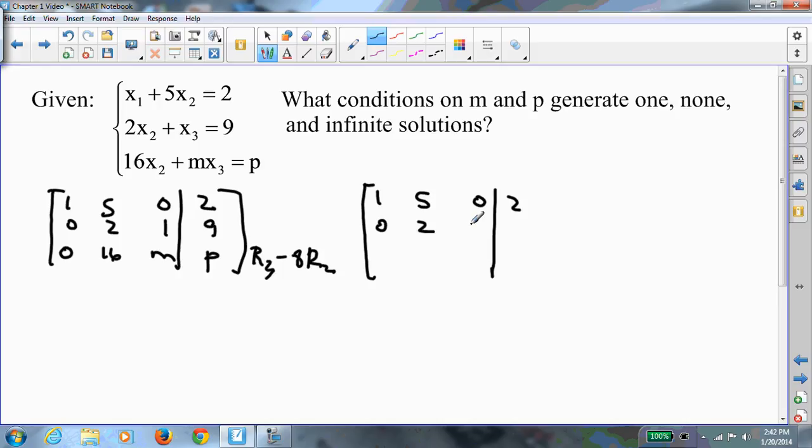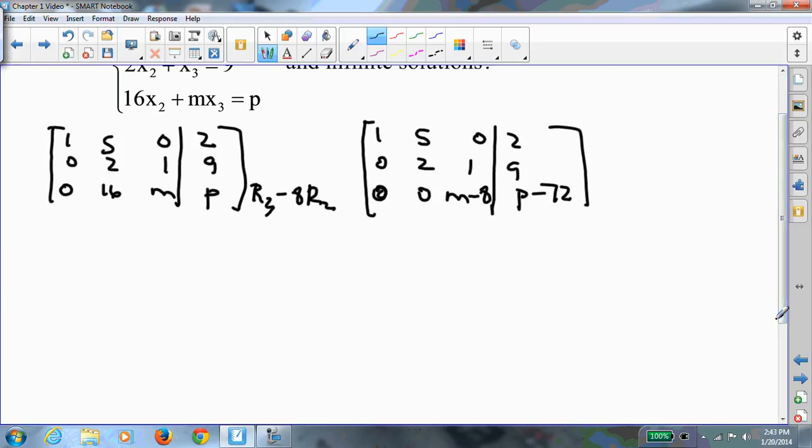0, 2, 1, 9, and 0, 0, m minus 8, and p minus 72. Now, typically you would divide row 2 by 2 and row 3 by m minus 8, but even at this point we can talk about possible situations. And what I want to focus on is that last row.